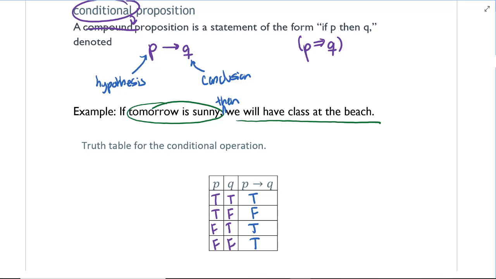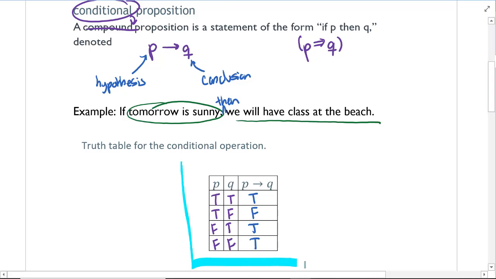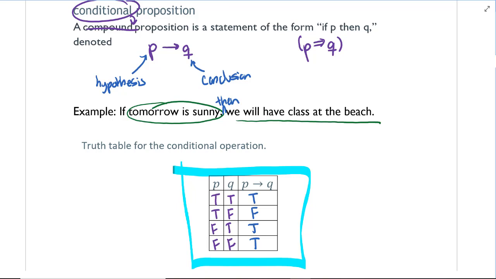Very important here, I'll also put a highlight around this, is to know the truth value of the conditional proposition P implies Q, or if P then Q. Pay attention to the results over here: a conditional proposition is only false if the hypothesis is true, but the conclusion is false. Otherwise, a conditional proposition is true in every other possible situation.